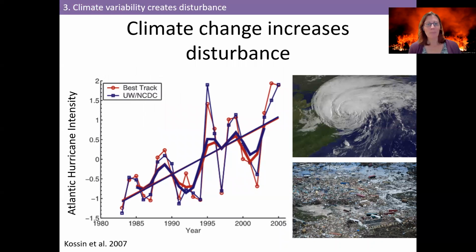All right, on to the purple, which is the idea that climate variability is creating disturbance. So this is a graph of Atlantic hurricane intensity. So clear correlation between warming temperatures and more intense hurricanes, at least in the Atlantic Ocean. That is a pretty obvious large-scale disturbance, but it's not just hurricanes.